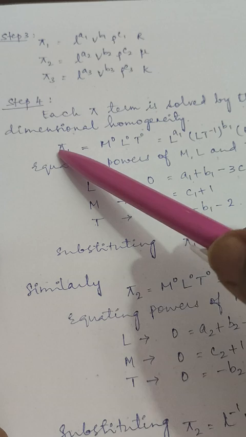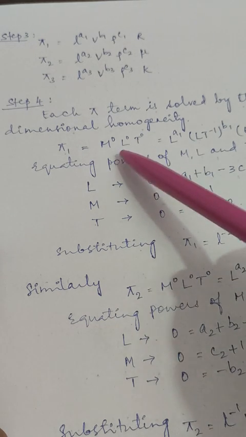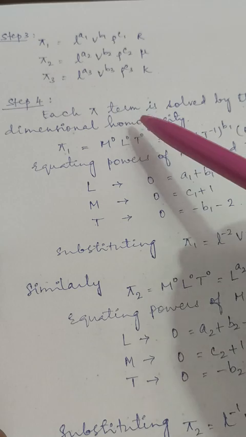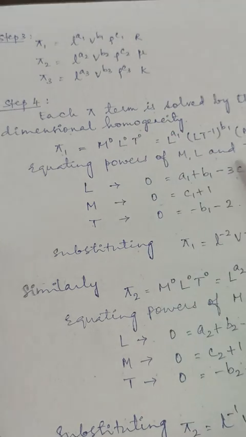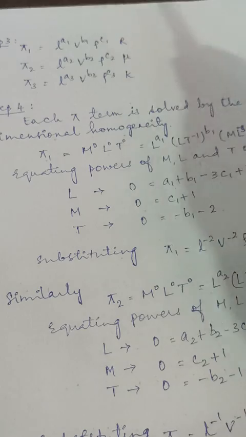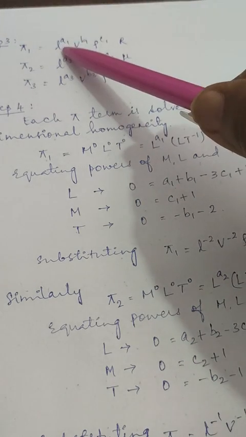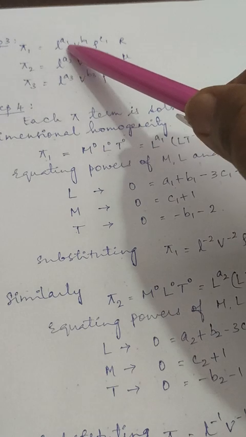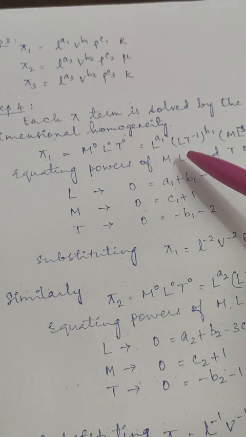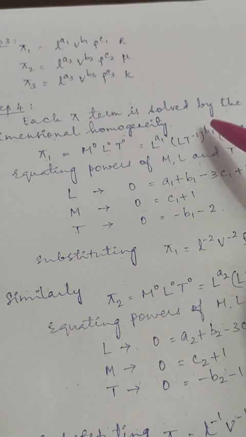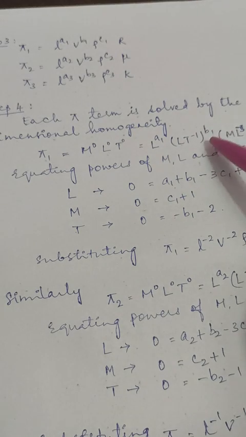So pi 1 is having no fundamental dimensions. That's why it is M to the power of 0, L to the power of 0, and T to the power of 0. So we have the pi 1 term. L to the power of a1, so length of the aircraft. I am writing L to the power of a1. And then velocity, that is nothing but distance by time taken. So distance is L, time taken is T, so L by T. It is nothing but L T to the power of minus 1, to the power of b1.